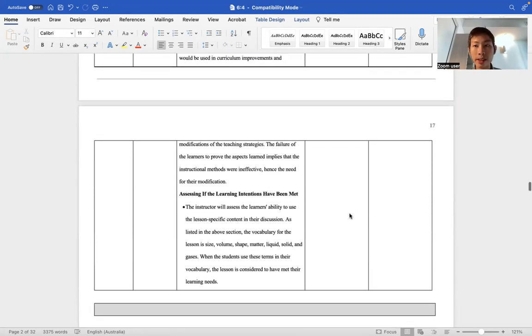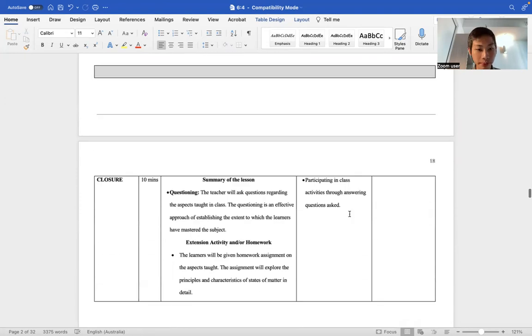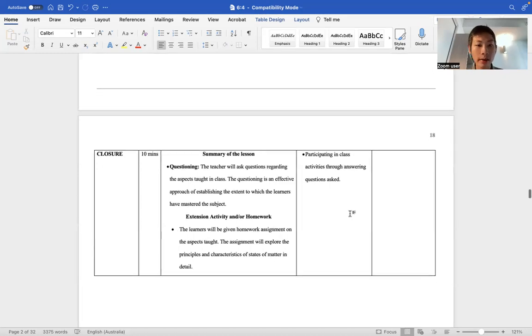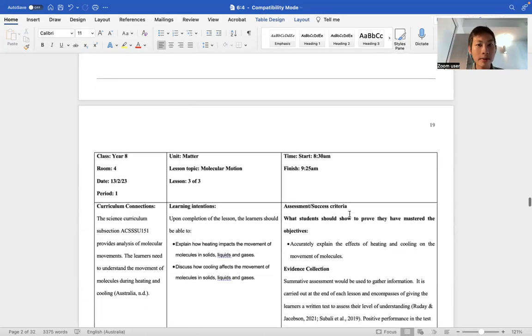So it's similar to the assessment in lesson 1 as well. And also asking questions will be the difference between the previous lesson where I elaborated on states of matter. I shall be now questioning the students on the aspects of the properties of matter. Okay, so that's lesson 2.